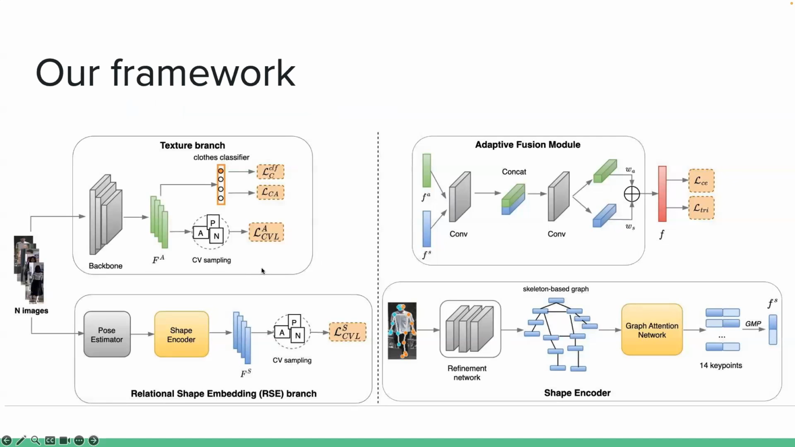This is an overview of our proposed framework. Given a batch of images, we have the texture branch, which extracts the appearance embeddings, and we also have the shape branch, which learns the shape embeddings. A set of shape embeddings and appearance embeddings will be sampled for the proposed contrastive viewpoint-aware loss functions, and we will go into the details of the shape embedding branch later. Given the final appearance embedding and the shape embedding, they will be fused into the final person representation for similarity matching.